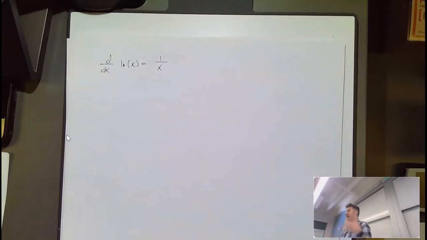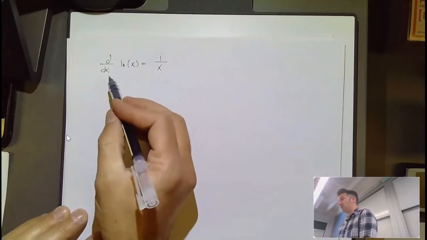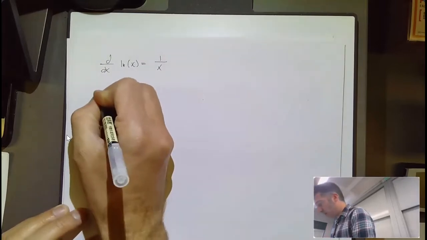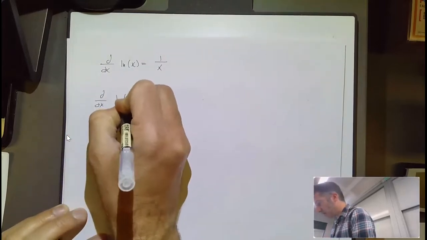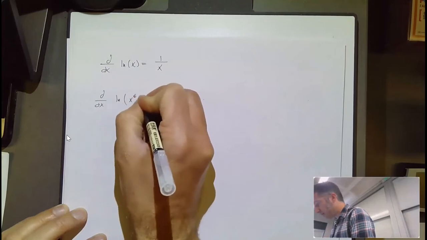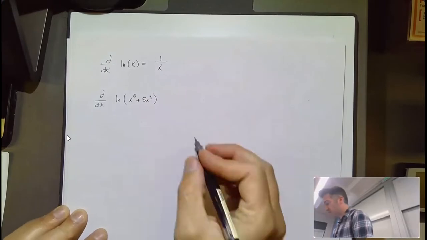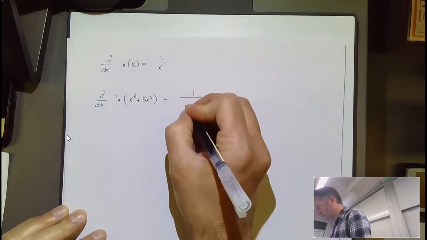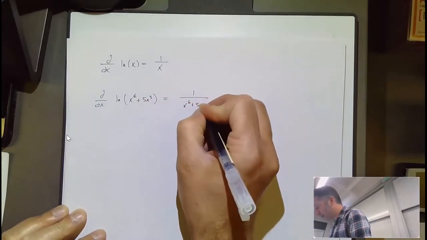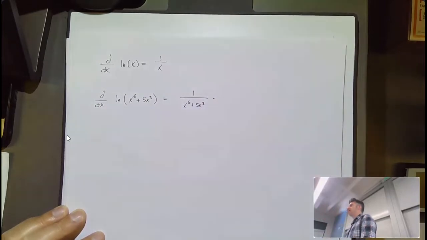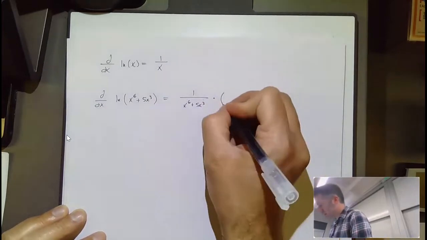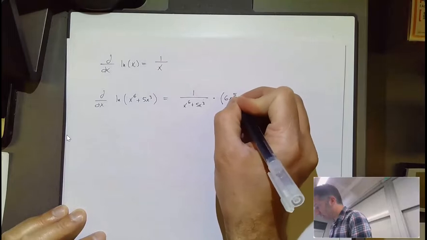Just like with the exponential function, we should talk about the chain rule version of this derivative. So the derivative of the natural log of x is 1 over x, and the derivative of the natural log of some stuff is going to be 1 over the stuff. And what do I have to multiply by? The derivative of the stuff. Exactly.